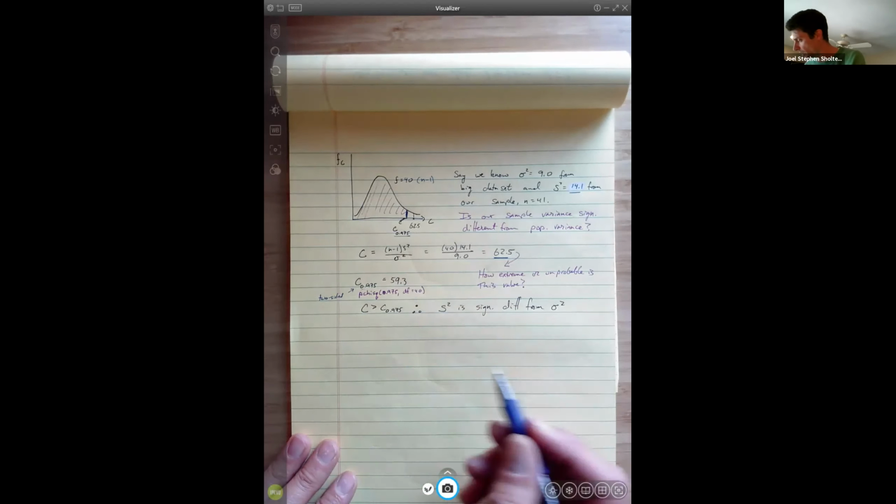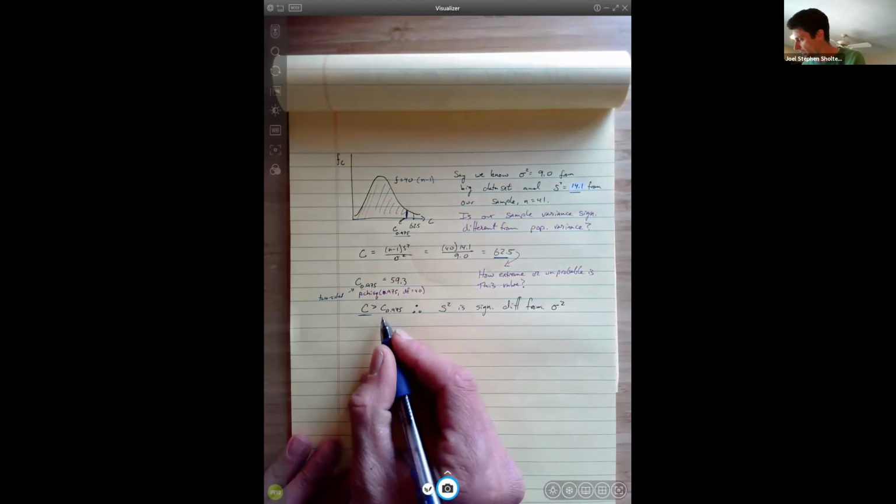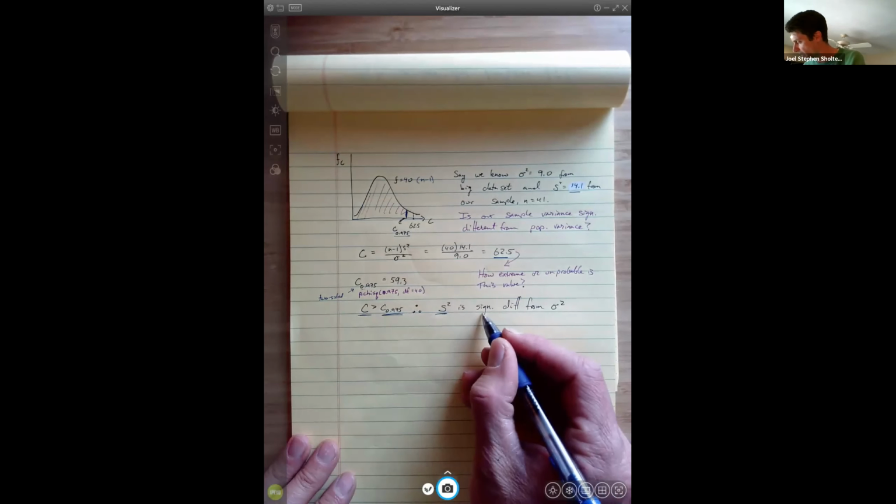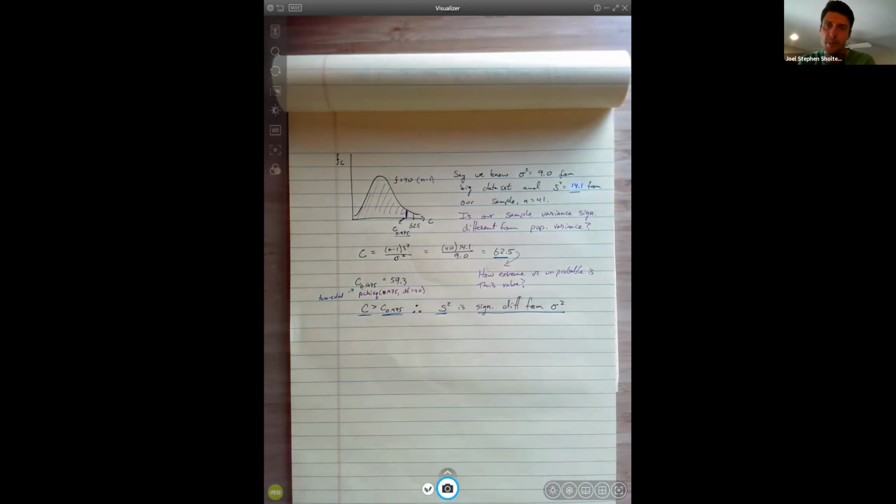So now we can say, well, our C score is bigger than the critical value. And so we can say that our sample variance is significantly different from our population variance. We got problems. We got to send that order back. So very analogous to the T test, just a different way of calculating it in a different distribution.